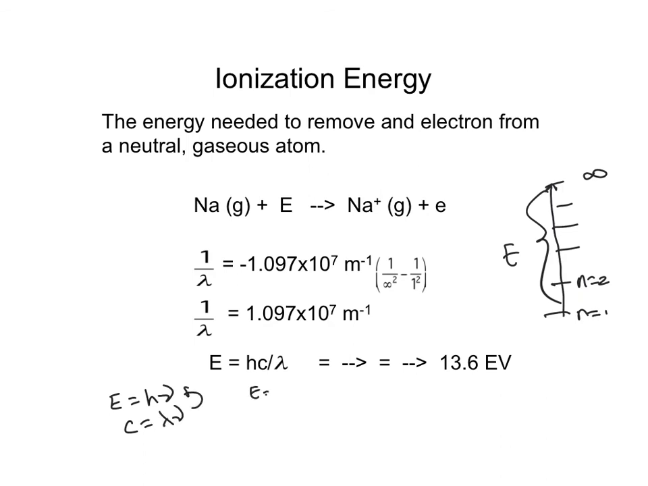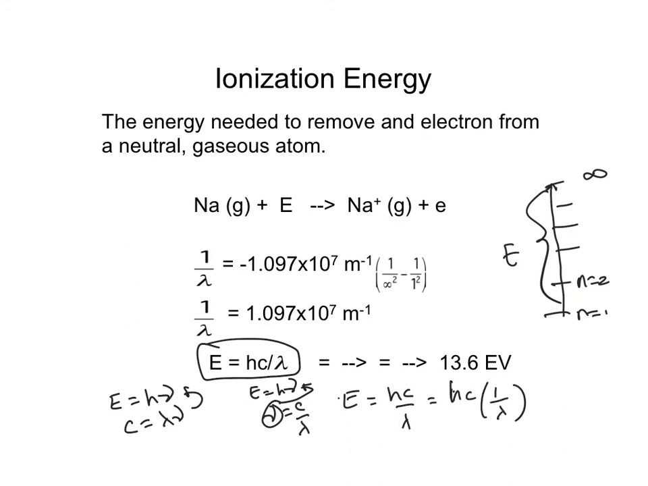So write it again, E equals h nu, and nu is equal to c over lambda. Substitute that, and you're going to get E is equal to hc over lambda, which is this right here. So you've got 1 over lambda. In other words, this is hc times 1 over lambda. So you just take your 1 over lambda here and multiply it times hc, and then you have energy.